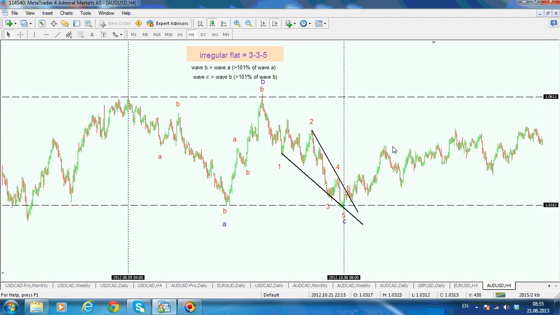And then we took a look at the classical irregular flat, this time on the Australian dollar, US dollar chart, with an ABC for wave A, an ABC zigzag for the B wave, and an ending diagonal 1, 2, 3, 4, 5 for the C wave. Two main conditions for the irregular flat: wave B higher than wave A, wave C higher than wave B. That means at least 101% of wave A and of wave B respectively, and look for the B wave usually not to retrace more than 140% of wave A. That's pretty much for the irregular flat.